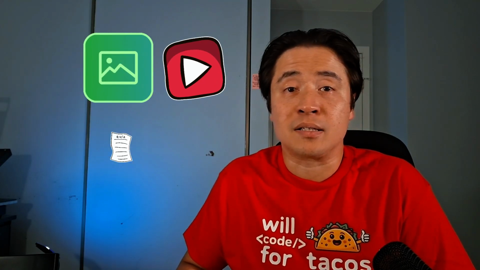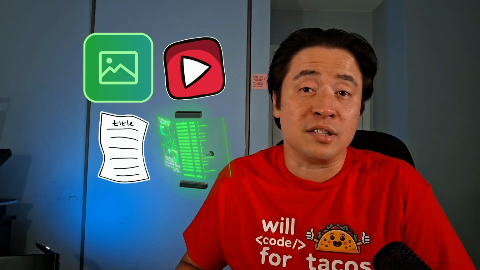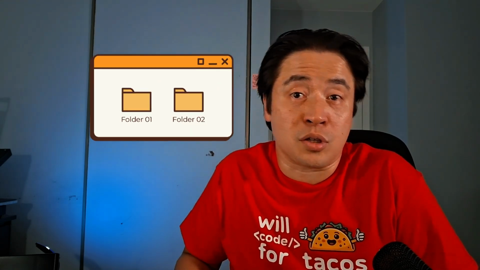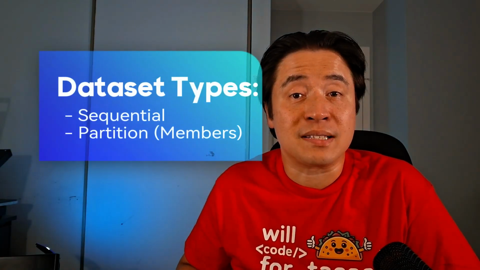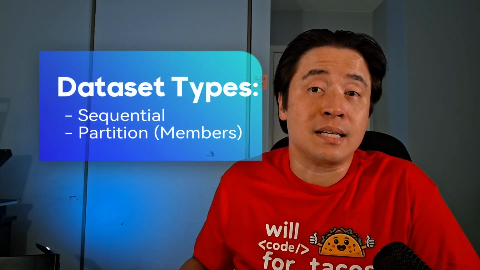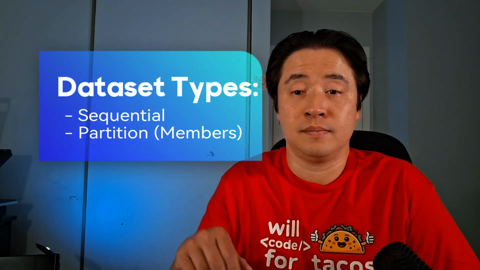You are probably already familiar with files and folders. A file is a picture, a video, a text, or some digital representation. A folder is something that contains files and other folders. We use folders to keep our items organized. On the z/OS mainframe, we have similar concepts, which are datasets and members.